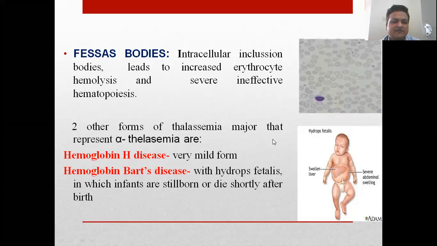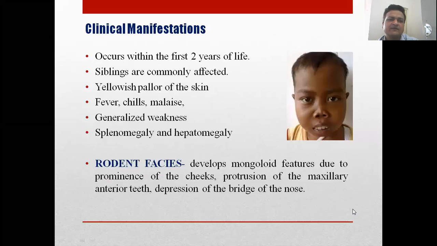Other forms of thalassemia that represent the alpha thalassemia are hemoglobin H disease and hemoglobin Bart's disease. Very mild form में होता है, very bad disease में, hydrops fetalis, in which infants are stillborn or die shortly after birth. Baby तो born होता है, but shortly मर जाता है. इसलिए hydrops fetalis, like swollen liver, severe abdominal swelling like symptoms occur in the babies.